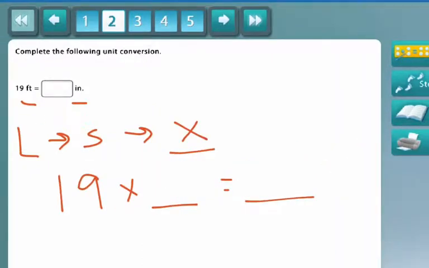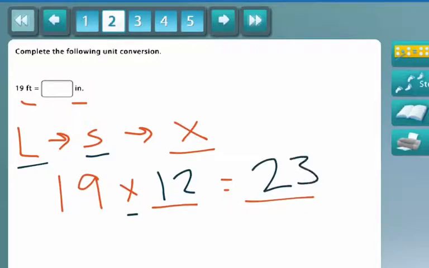Alright, second problem, you're changing feet into inches, so you're going from a larger unit to a smaller unit. You need to multiply. How many inches are in a foot? If you look at the chart, you'll see that there's 12. So you multiply 19 times 12, and you can do that any method you want, but the answer should be 238 inches.